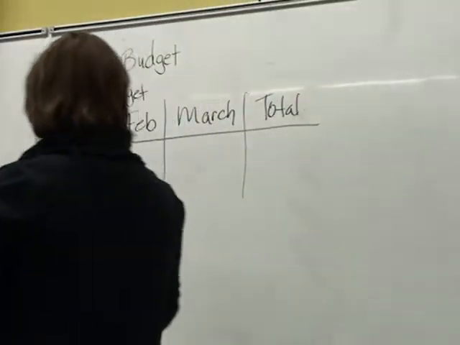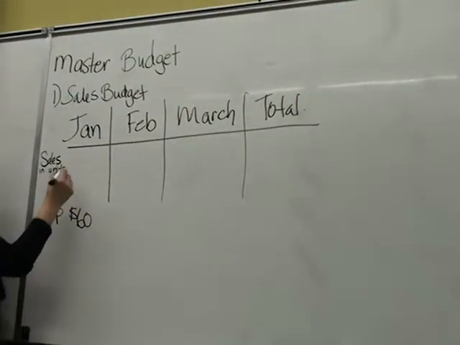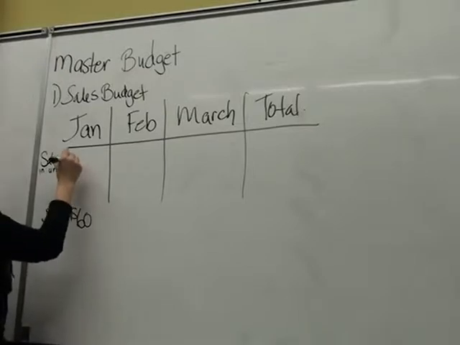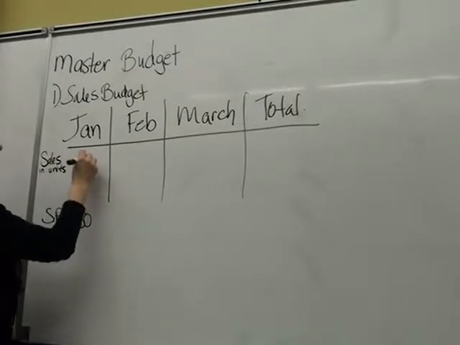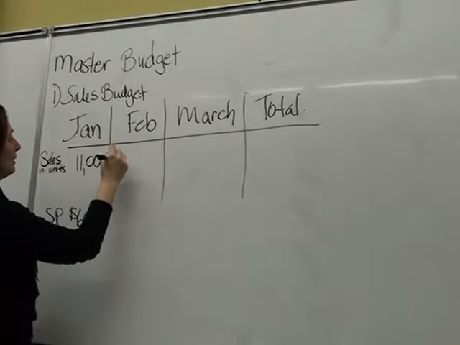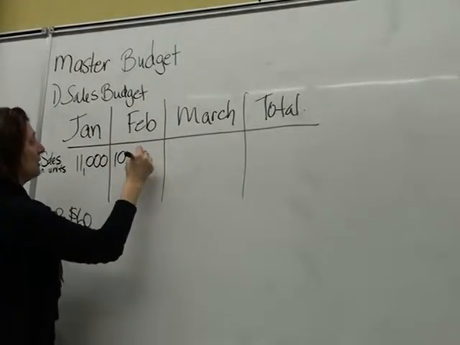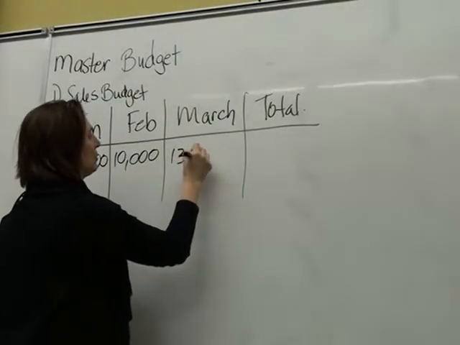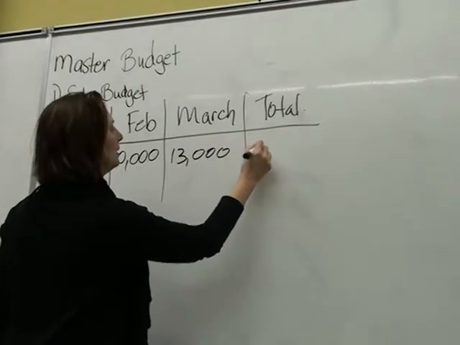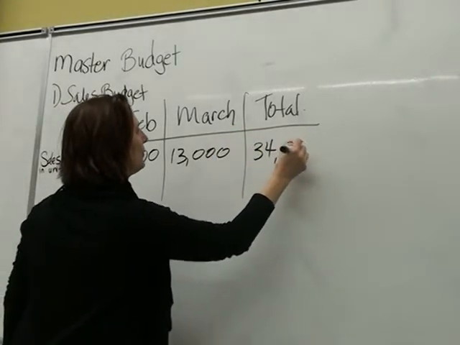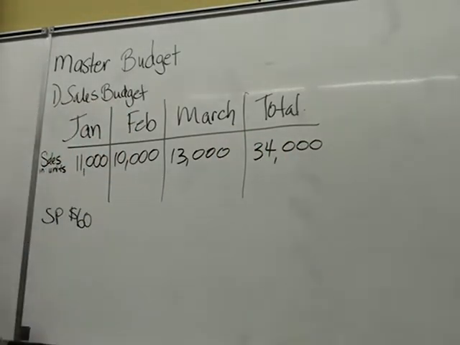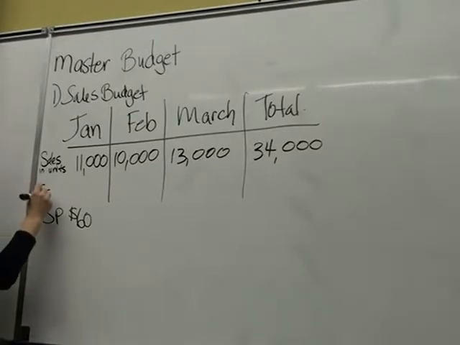So what's the expected sales in units for January? 11,000. And February? 10,000. And March? 13,000. So what's my total? 34,000, okay. Now I need sales in dollars.